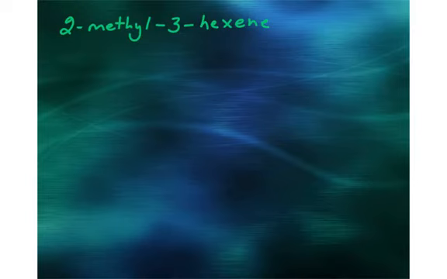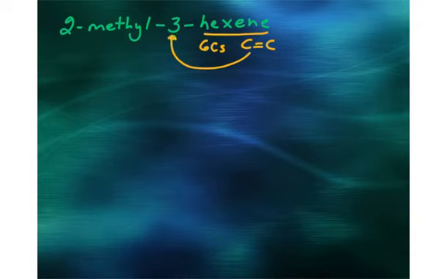So let's try some examples on for size. I'm going to get you to draw one first. So we're going to draw a 2-methyl 3-hexene. So again, we're going to start with this parent chain. Hex means 6 carbons. Ene means double bond. So there's not double bonds everywhere. The double bond is only going to be in the number 3 location.